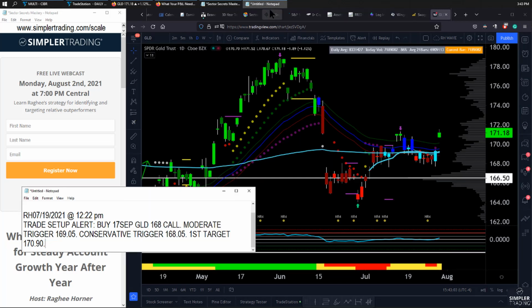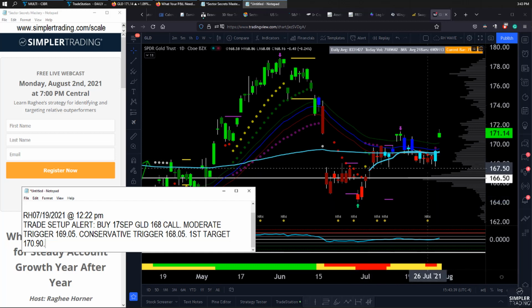But whether you're playing micro gold, mini gold, or full-size gold, it really doesn't matter. If you're playing the GLD ETF options, you need levels from which the trade is actually going to trigger. So the idea was to buy the 168 calls, which we did, as the market sunk down to 169.05 and 168.05. And you'll notice yesterday with a low at 167.72 and the low on the day before that at 167.93, we had actually two different opportunities.